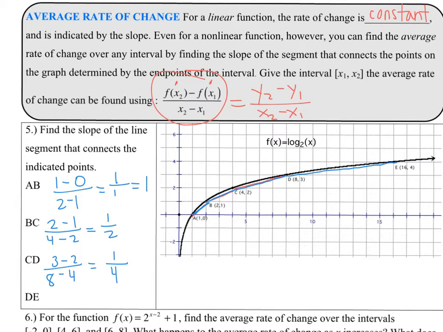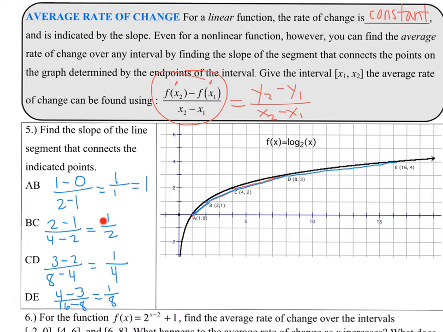So our last interval from D to E, difference in the y values, so 4 minus 3 divided by the difference in the x values, 16 minus 8. We get 1/8. So we can see that the average rate of change is decreasing by 1/2 each time.